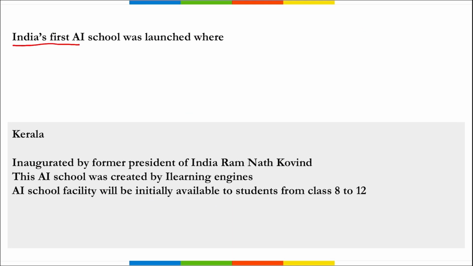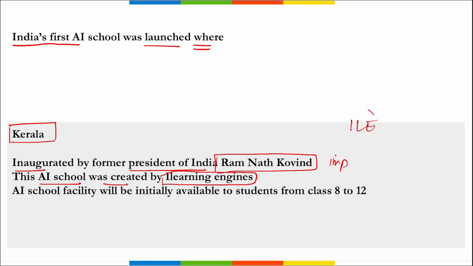Next, India's first AI school was launched where? So remember, India's first artificial intelligence school was launched in the state of Kerala, and it was in Trivandrum, Kerala. Then this was inaugurated by former President of India Ramnath Kovind. Important. Next thing, remember, this AI school was created by iLearning Engines. This iLearning Engines, ILE, is a USA based company, and they have collaborated with Vedic eSchool, and now recently, with the collaboration of these two, they have launched this artificial intelligence school.